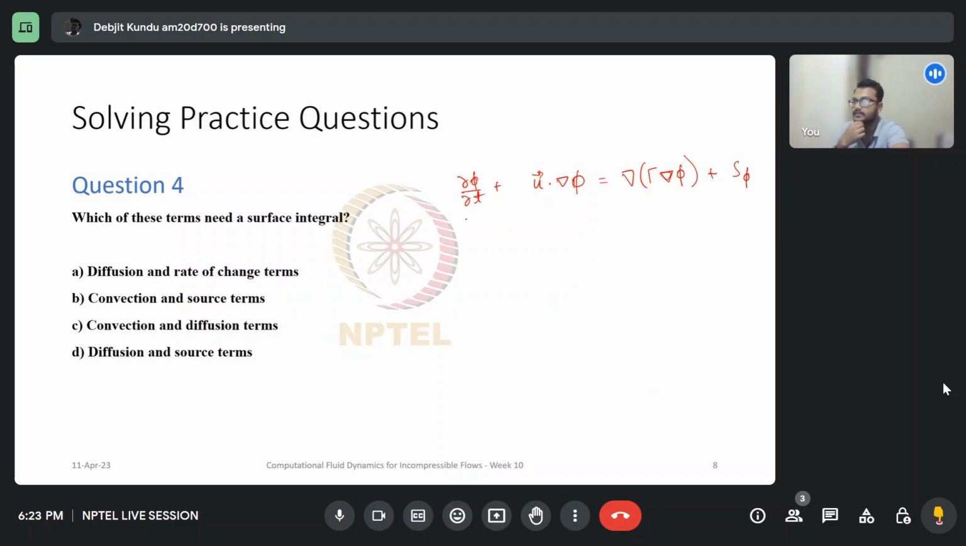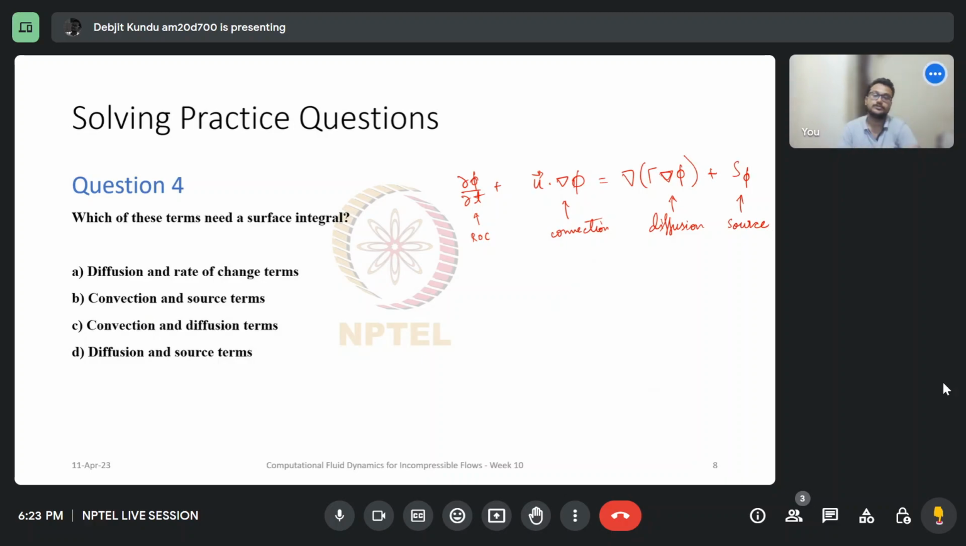So this is the rate of change term, I'll write ROC. This is the convection term, this is the diffusion term, and this is the source term. We are all well acquainted with this. We looked at all these earlier.